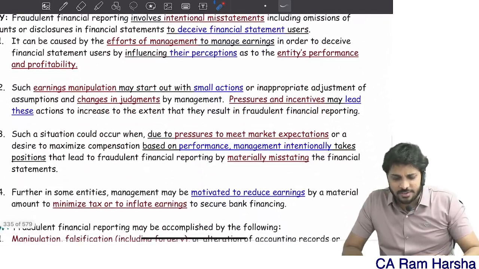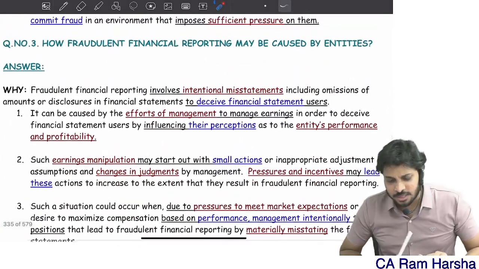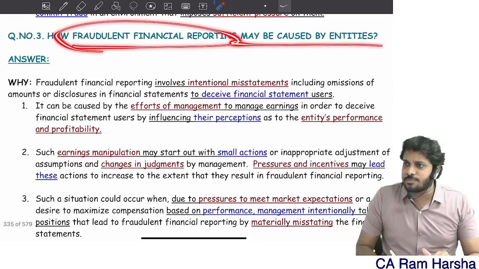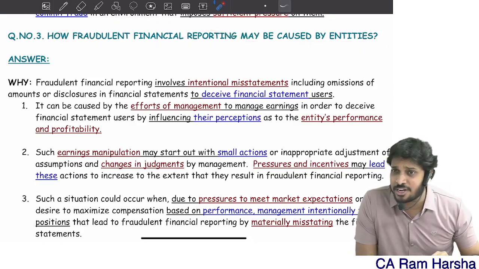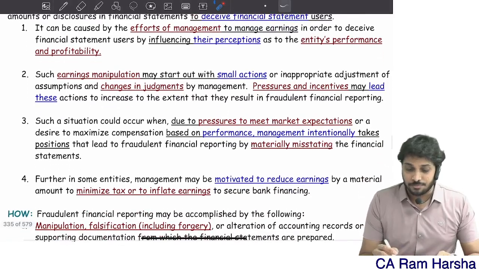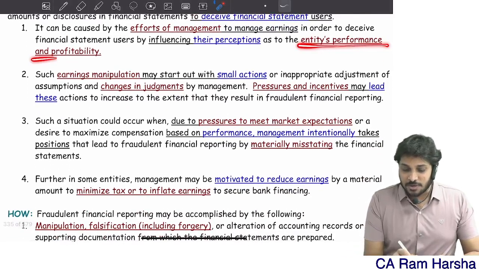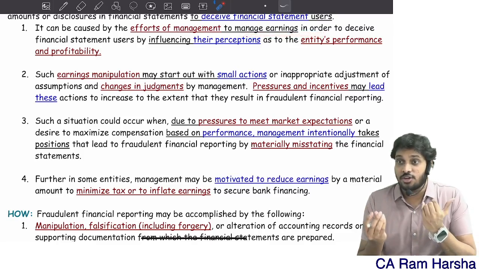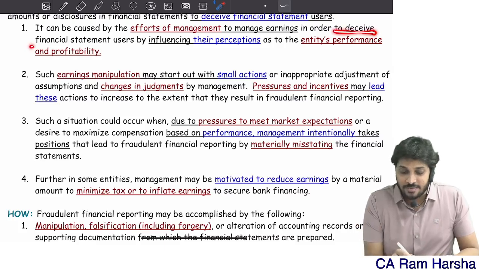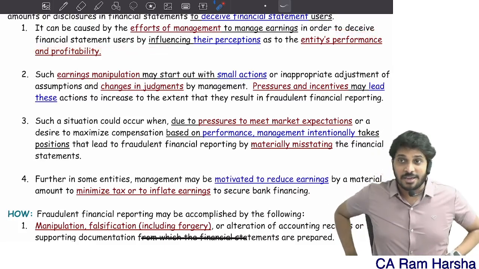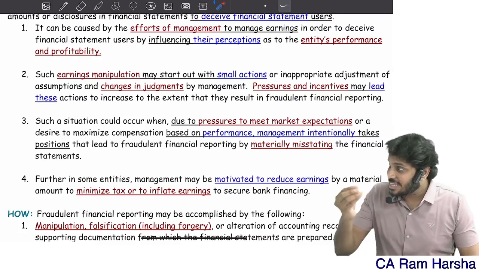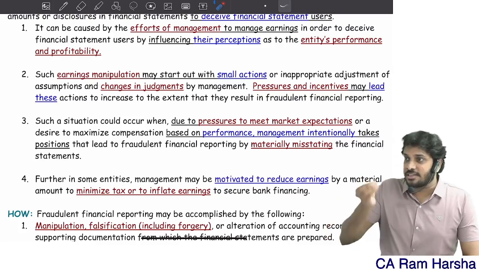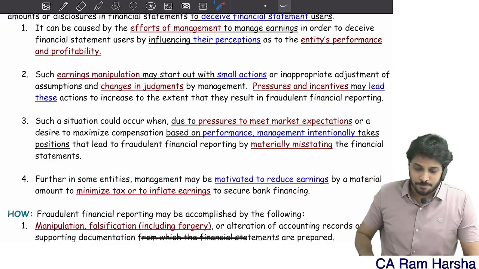Now we have examples. Now, why is fraudulent financial reporting performed? Why do people manipulate records? What is the reason? Because entities want to show their performance and profitability, they want to manage the earnings to deceive financial statement users by influencing their perception. Therefore, we can raise some additional funding. Therefore, we can raise some additional loans.